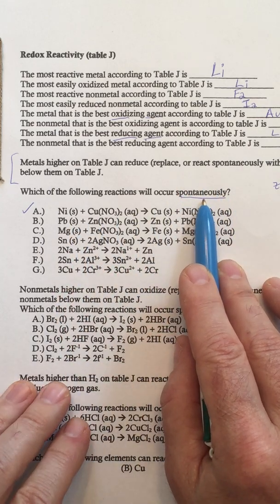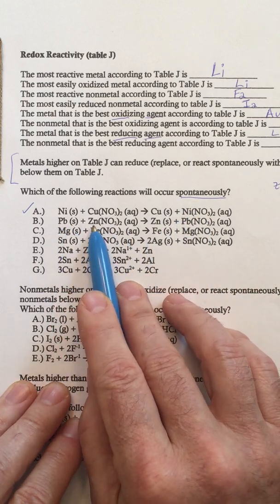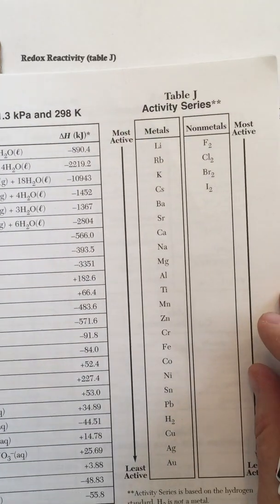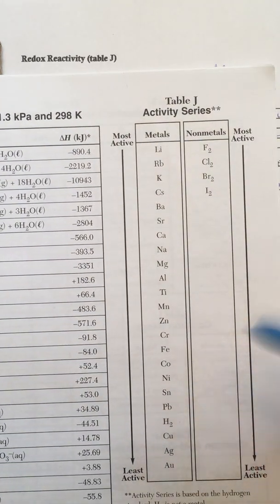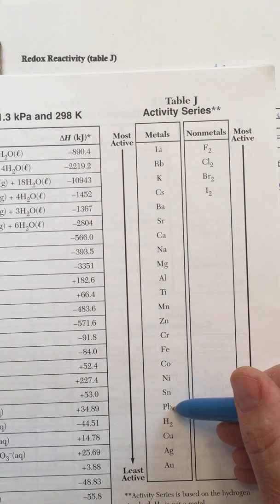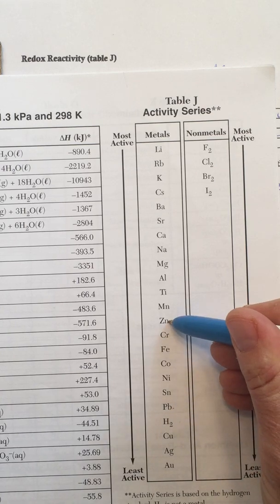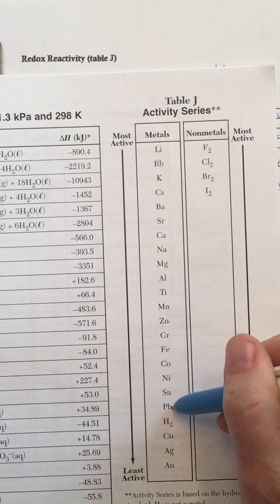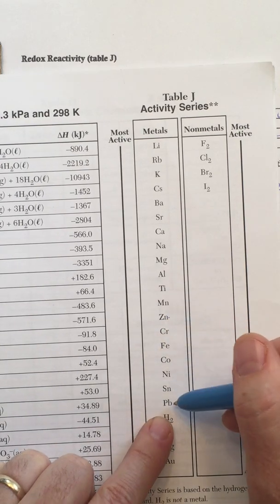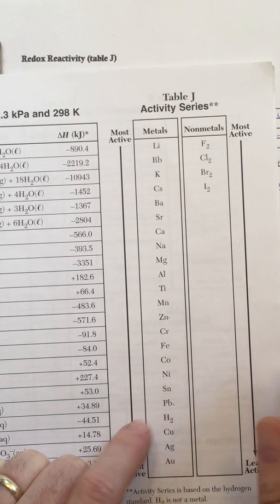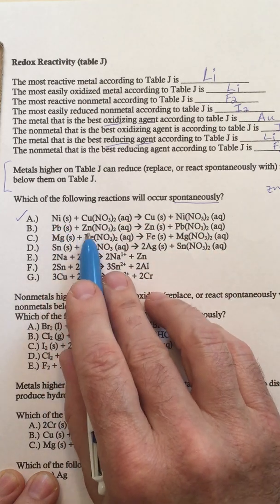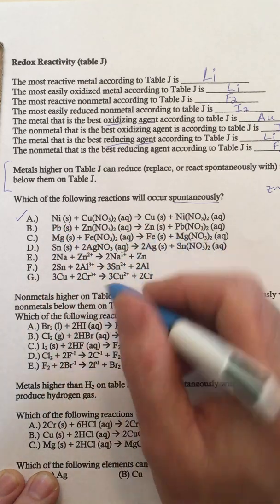Let's look at B. Lead and zinc. Let's look to see where they are on the activity series. Lead is down here. Zinc is up here. So which one is more reactive? Zinc. So zinc will displace lead, but lead will not displace zinc. Lead is not going to kick out zinc, so this will not happen.